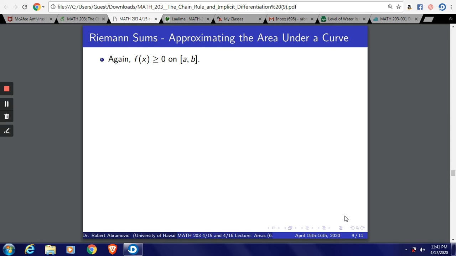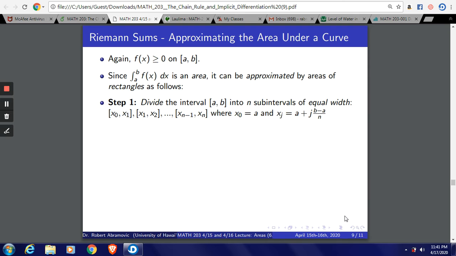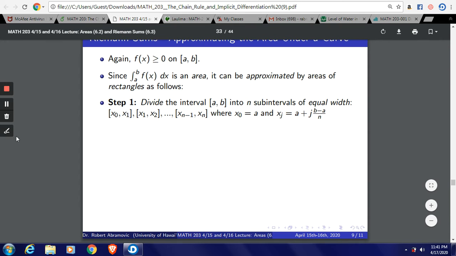So now that we have that down, let's talk about Riemann sums. Riemann sums are about approximating the area under a curve. Again, we start with a non-negative function, a function that's never negative on an interval. Remember, the definite integral from a to b of this function, f of x, computes an area. Therefore, it can be approximated by areas of rectangles as follows.